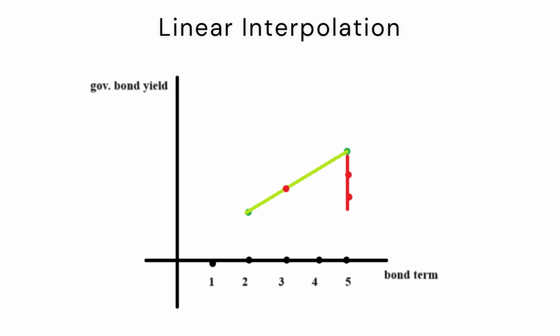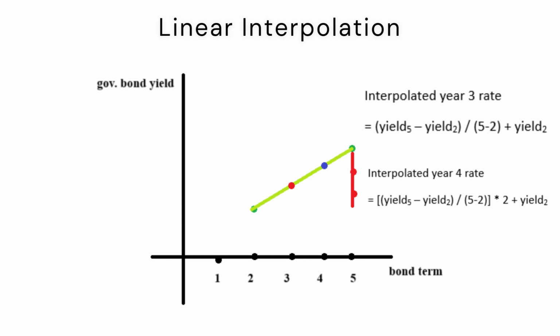For example, if we know the government bond yields for 2-year and 5-year bonds, we can interpolate the 3-year bond yield by first taking the difference between the 5-year yield and 2-year yield. Then divide it by 5 minus 2. This gives the incremental amount for each year. Then, add the 2-year rate because that is our starting point. So, the total amount is the interpolated 3-year rate.